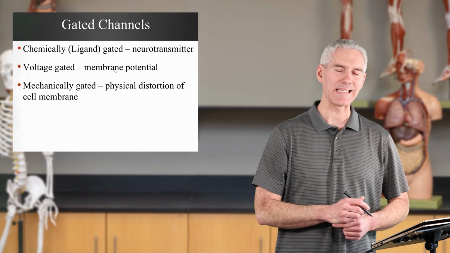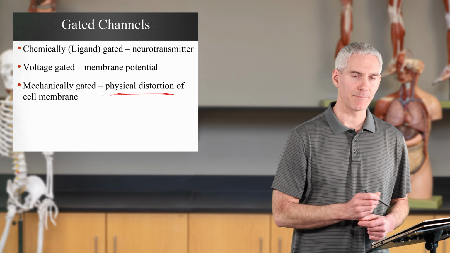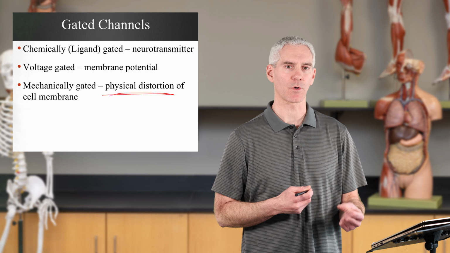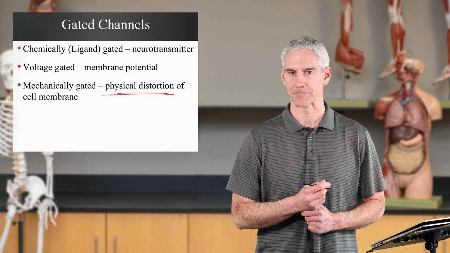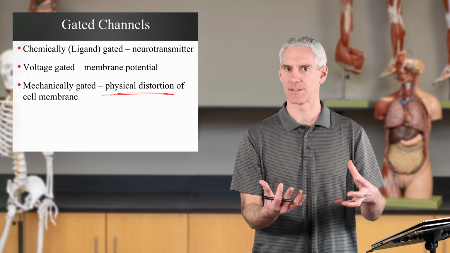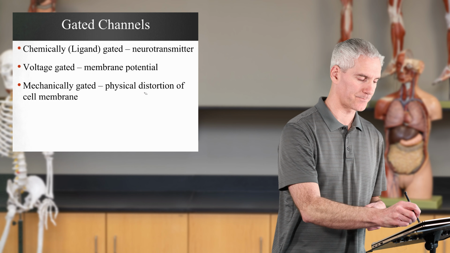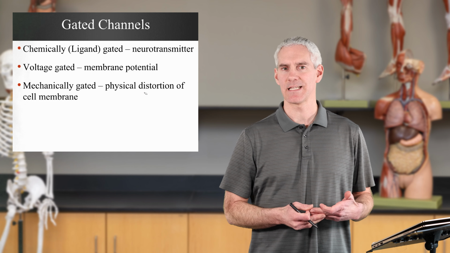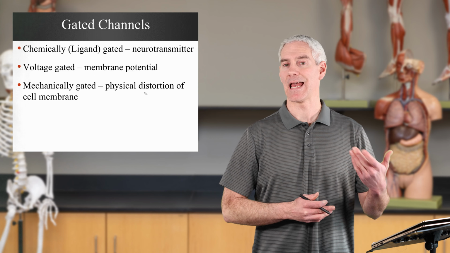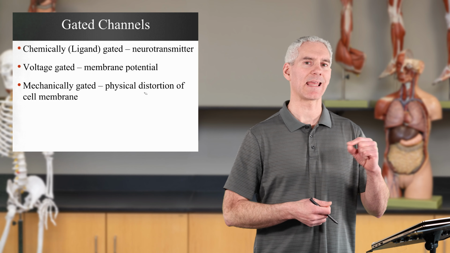And the third one is the mechanically gated. For this one, there has to be a physical distortion of the cell membrane. So when the cell membrane shifts or moves or something happens to it, that can allow the mechanically gated channel to open up. So three different types: chemically or ligand gated, voltage gated, and mechanically gated.